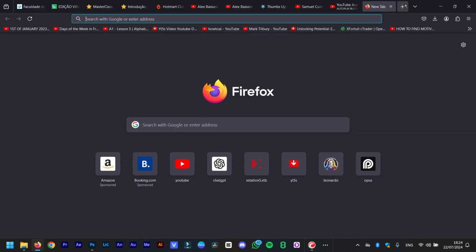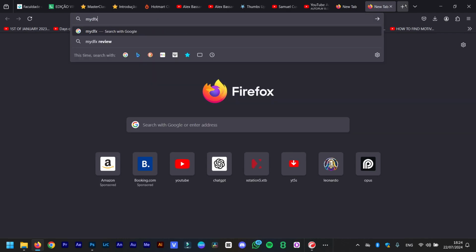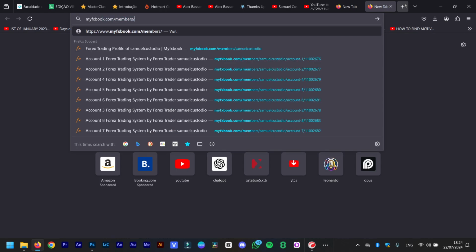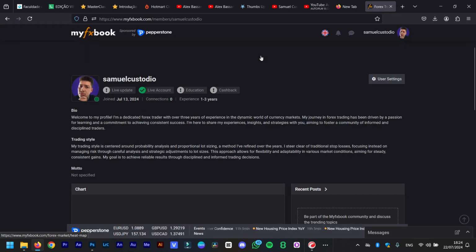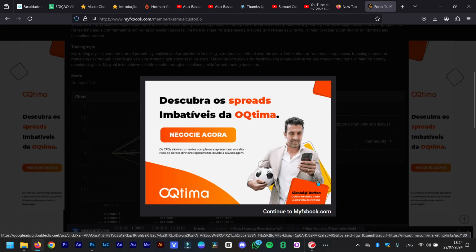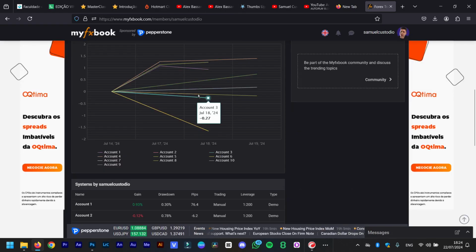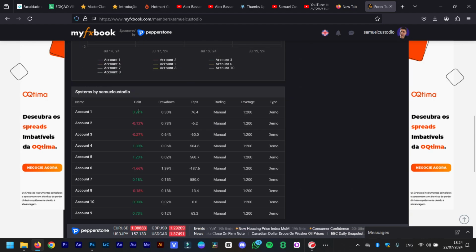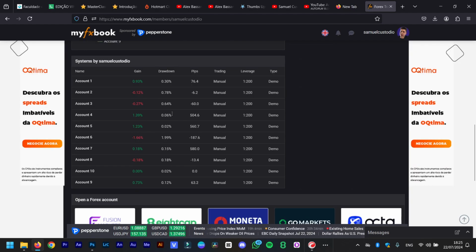Okay, and as you can see on my Myfxbook, let me see, members. You're probably going to be seeing all the results in this Myfxbook here. Like I said, we're going to be seeing that on a daily basis and a weekly basis, and you can see the losses and the gains and how much I'm negative or positive in all of these accounts.